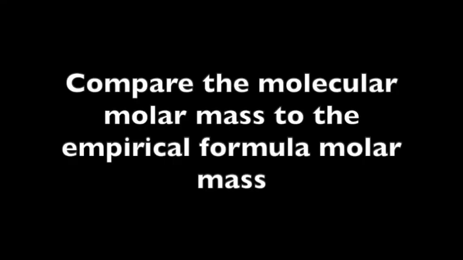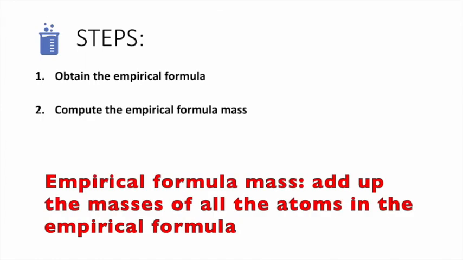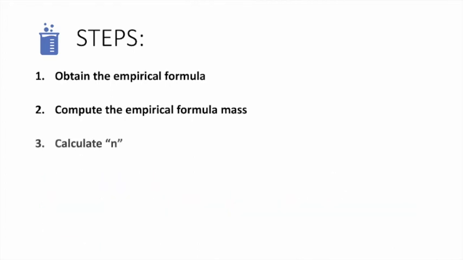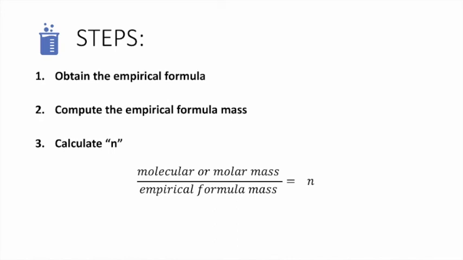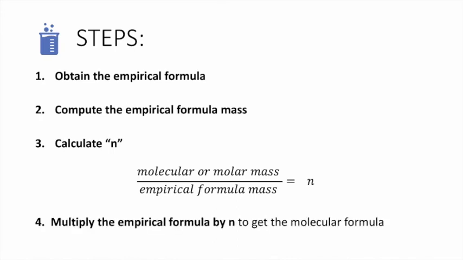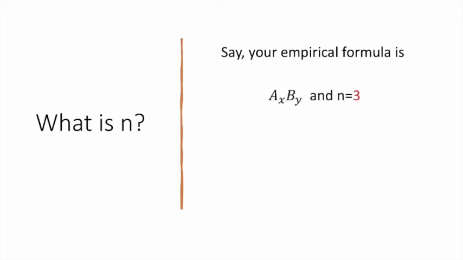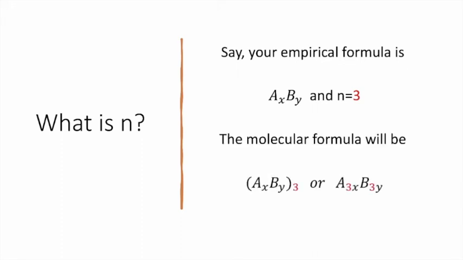To find the molecular formula, we're going to compare the compound's molar mass to the empirical formula mass. To find the empirical formula mass, you find the molar masses of all of the atoms that make up the empirical formula, and you add them up. Once you have the empirical formula mass, you're going to calculate a number n, using the formula: molar mass of the compound divided by empirical formula mass equals n. n is the number you're going to multiply all the subscripts in the empirical formula by to get the molecular formula. For example, say our empirical formula is AxBy and n equals 3. We're going to multiply both the subscripts x and y by 3. So our molecular formula will be A3xB3y.